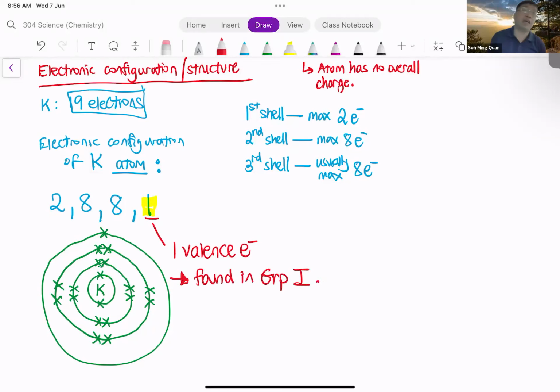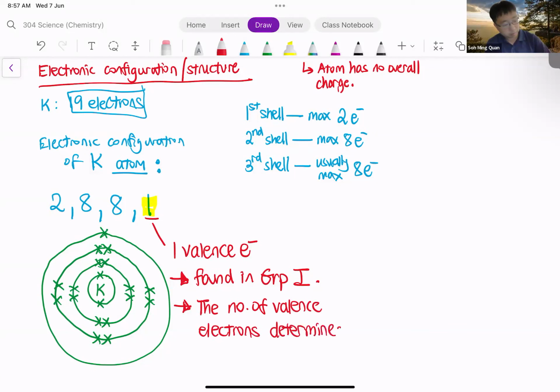Because it has 1 valence electron, it is found in group number 1. If you look at the periodic table and find potassium, K, potassium is found in group 1 because it has 1 valence electron. All group 1 elements have 1 valence electron, meaning 1 electron in the outer shell. So we can conclude the number of valence electrons, or outer electrons, determines the group.